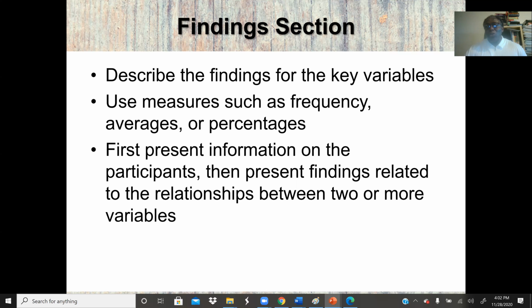In the results section, I'm not going to explain what lung cancer or a cigarette is, but rather I'm going to describe the findings for these two variables, how they associate, how they are related to each other. In this case, we can use measures such as frequency, finding the average or percentage, or the correlation between those two variables. So first, we need to present information on the participants, then present findings related to the relationship between the two or more variables.